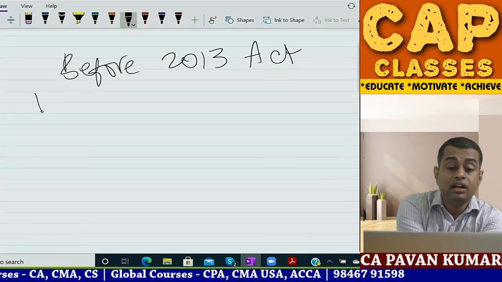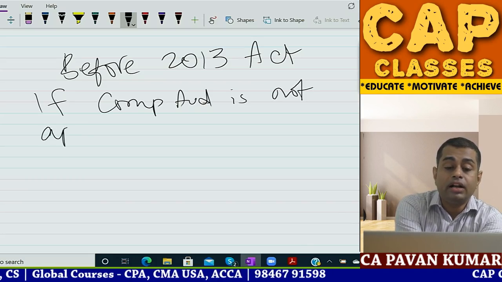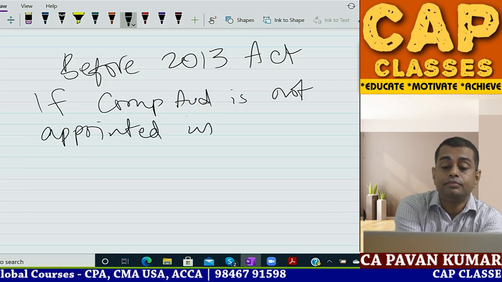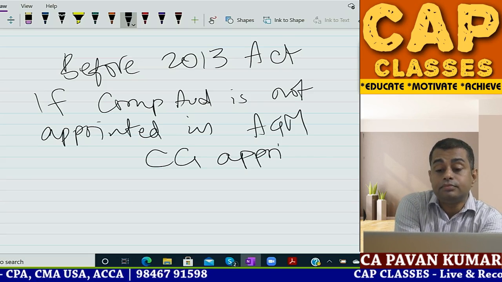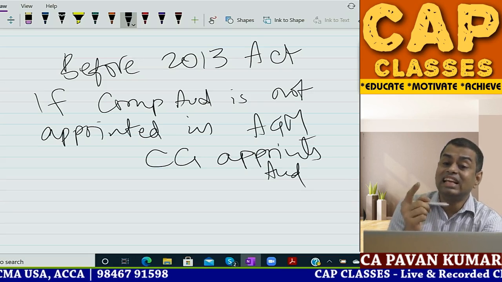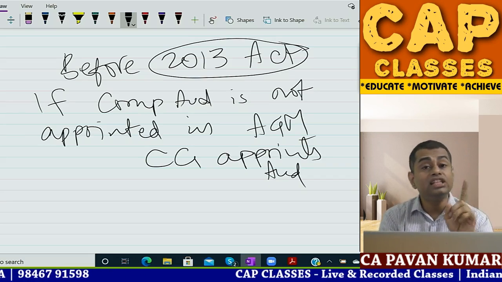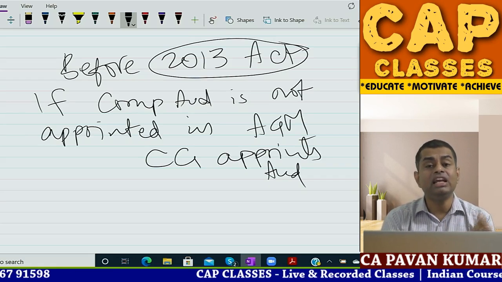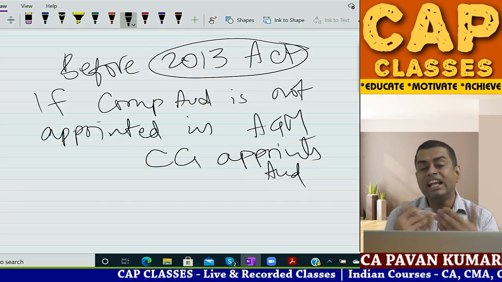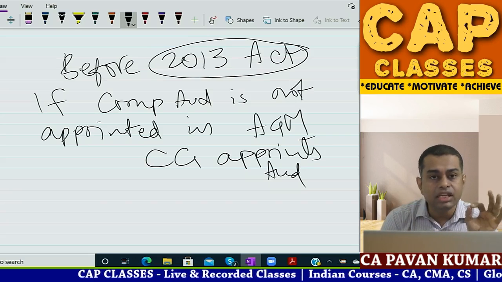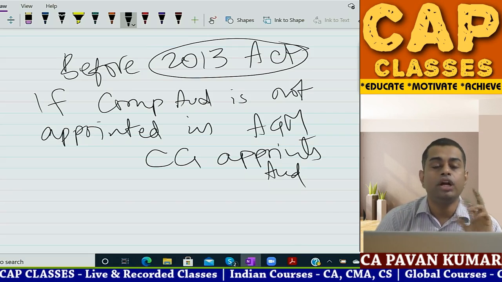before the 2013 Companies Act, if the company auditor is not appointed in the AGM, the central government appoints the auditor. This is before the 2013 Act, that means the 1956 Act. In the 2013 Act, there is no solution if the company is not appointing an auditor in the general meeting. That is an offense and probably the biggest offense. There will be no AGM without appointment or reappointment of the auditor.